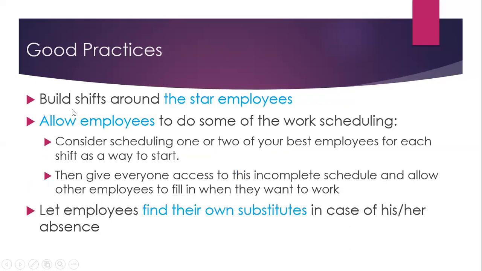Then we should build shifts around the star employees first. That is, we allow employees to do some of the work scheduling. For example, we consider scheduling one or two best employees for each shift as a way to start, and then we give other employees access to this incomplete schedule and allow them to fill in when they want to work. So this is the participation of employees in making schedule. Then let employees find their own substitutes in case of his or her absence.